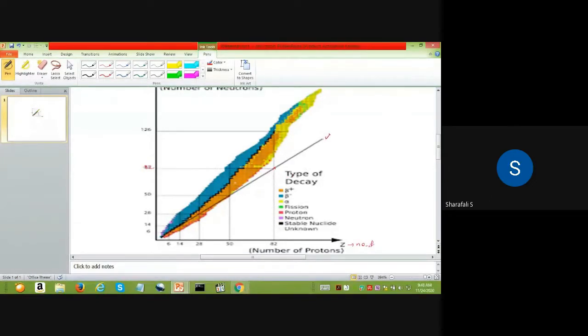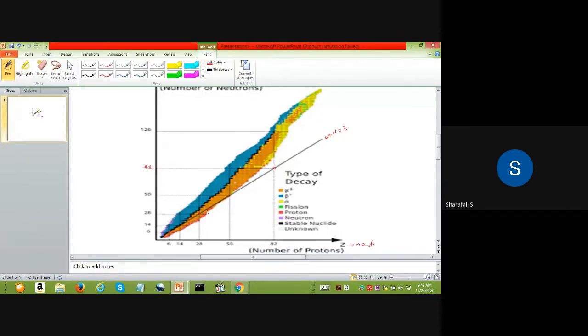This is where you have your N equal to Z value. So this is highly stable. When N equals Z, these are highly stable. And there is some deviation from this straight line.